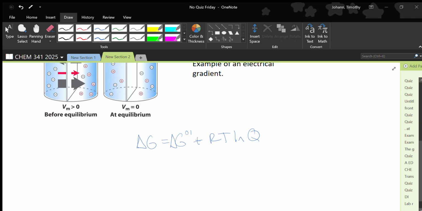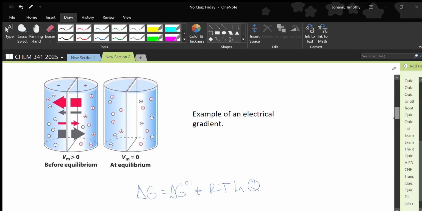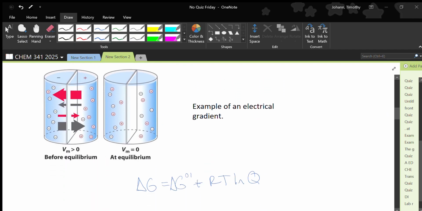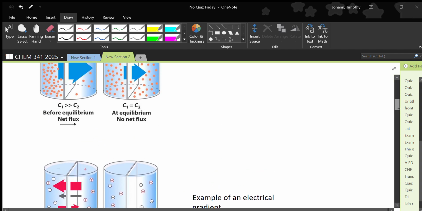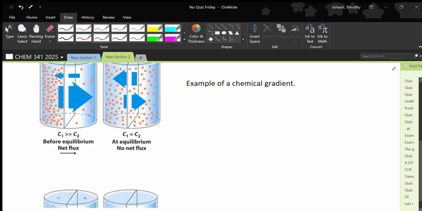But with a standard free energy, what are the concentrations of reactants and products? What I want you to think about here is, let's think about it for this one. What are the concentrations of reactants and products, where this is perhaps reactants and this is perhaps products, at standard conditions?